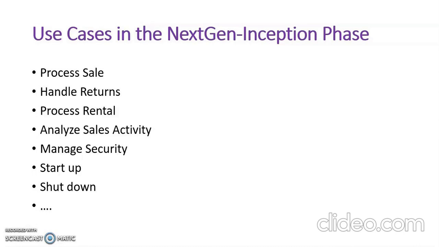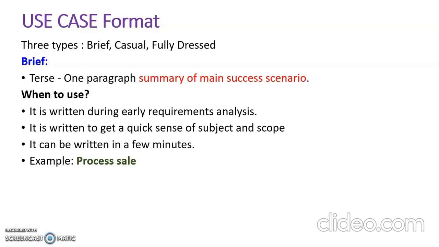When considering the further use cases, handle is a verb, return is an object, process is a verb, rental is an object. So keep in mind, a use case should always start with an action verb. It should not start with any physical object or noun. As I said earlier in the video, we are going to see 3 use case formats. First one is brief, second one is casual, and third one is fully dressed.